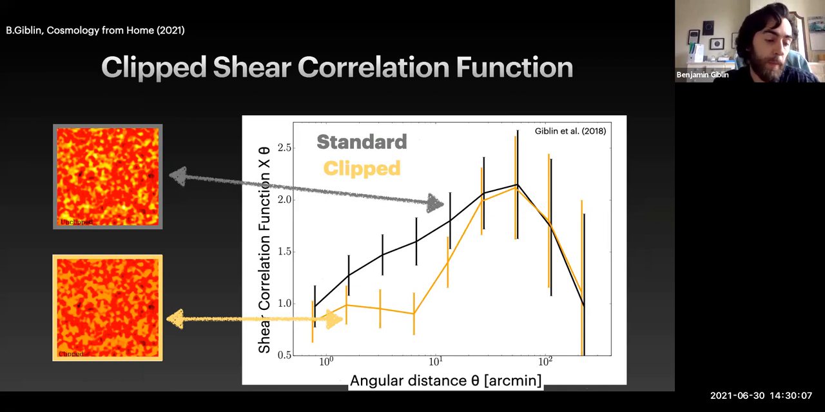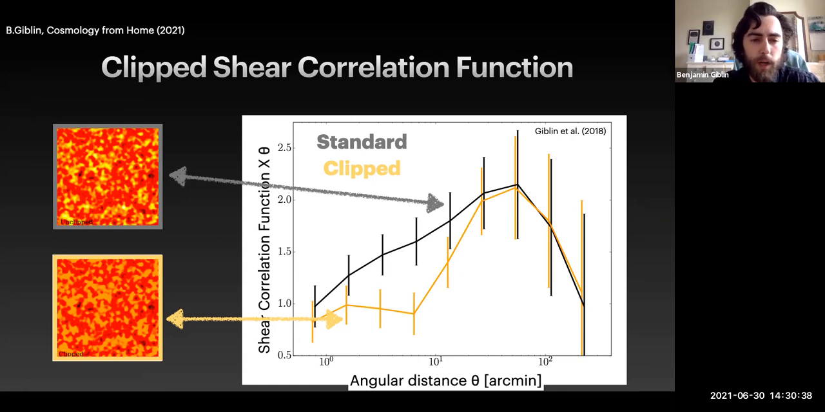So now let's take a look at the next alternative statistic, which is the clipped shear correlation function. So clipping is a transformation that can be performed on cosmological density fields. And what clipping does is it specifically targets regions of that density field that are very high density and are on small scales. And it suppresses the signal that comes from those high density regions. This is illustrated by the maps on the left-hand side of this slide.